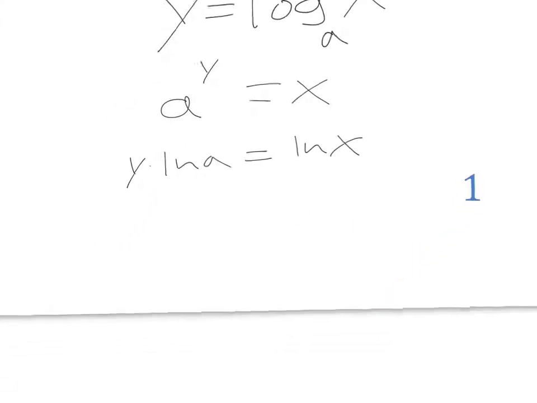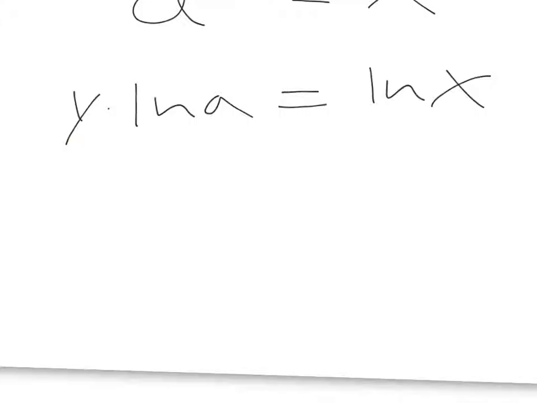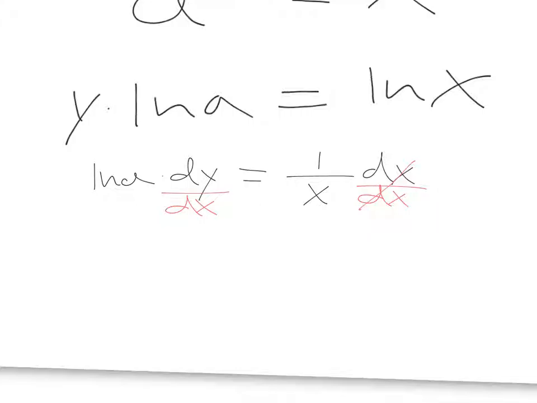Okay, now I can take the derivative. So if I take the derivative of this guy, remember, this is just a coefficient. And so this is just going to be the natural log of a times dy. I'm doing this all implicitly. We talked a little bit about this before. And then the derivative of ln x, that would be 1 over x times dx. Okay, so we're going to get the dy over dx all by itself. And we're going to divide both sides by the natural log of a, which is like multiplying this by 1 over the natural log of a.